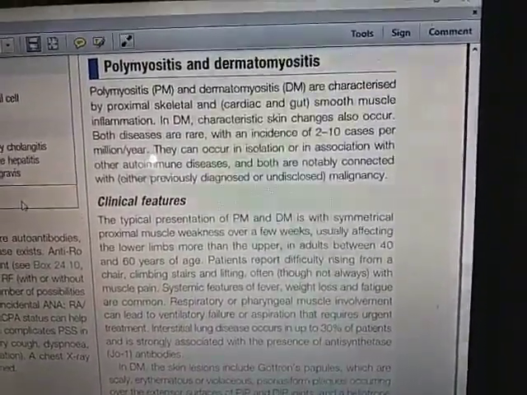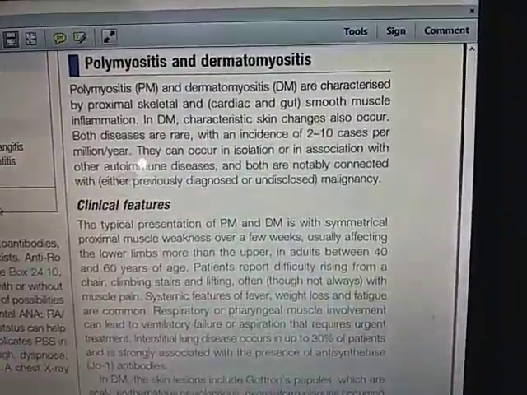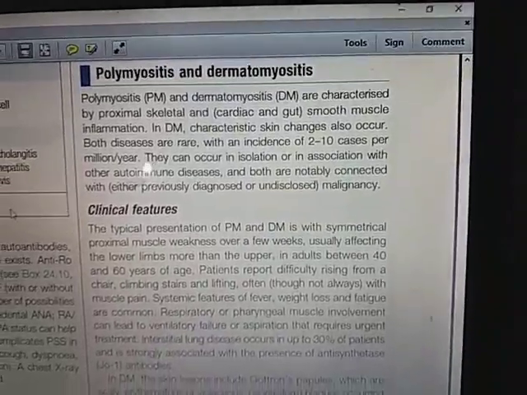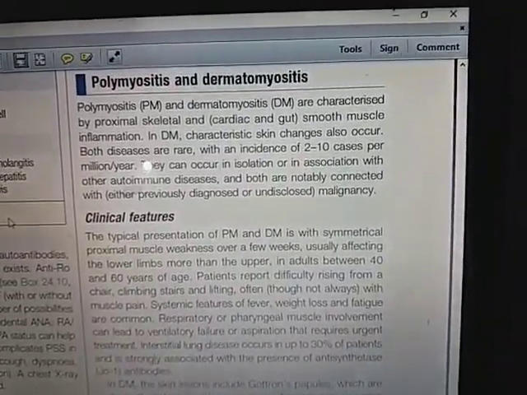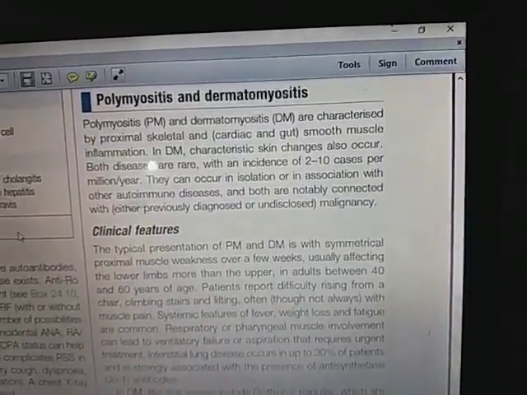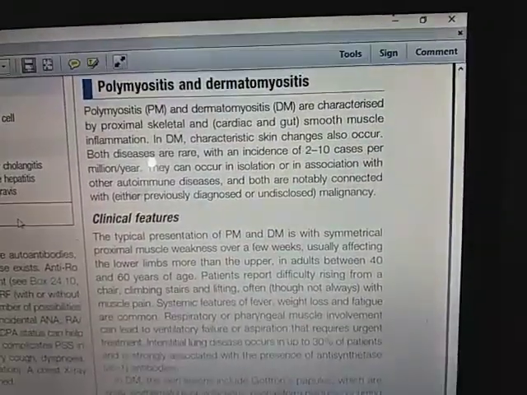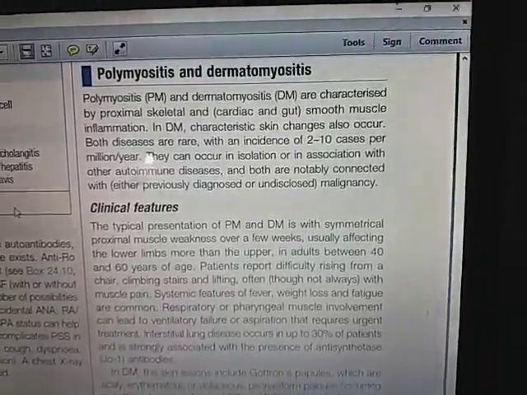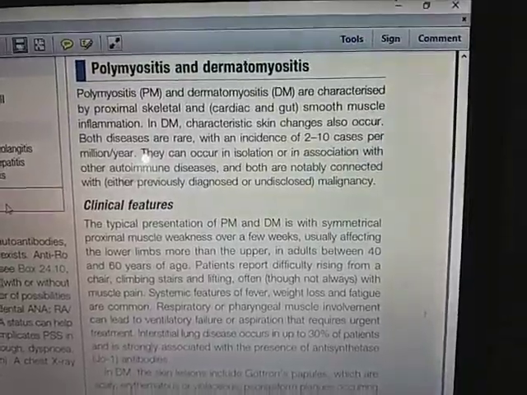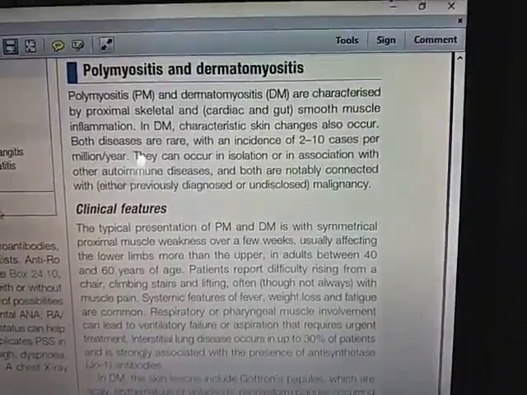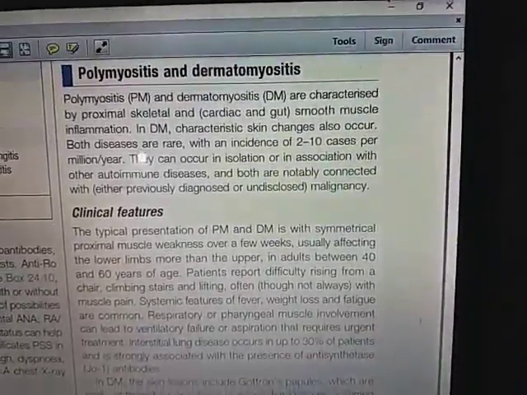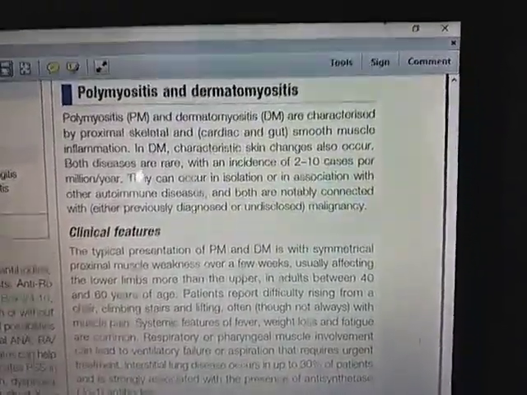Now another topic. Polymyositis and dermatomyositis. Polymyositis is an inflammatory disease of skeletal muscle. If it is associated with the skin involvement, it is called dermatomyositis. So if the skin and muscles are involved, it is called dermatomyositis. If only the muscles are involved, it is called polymyositis, skeletal muscles.